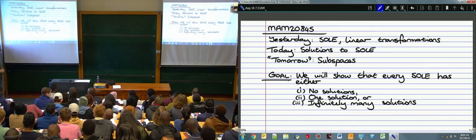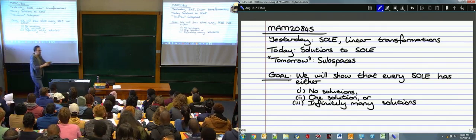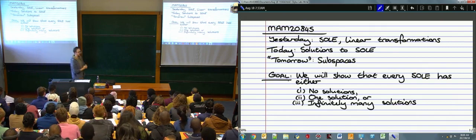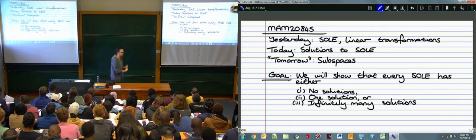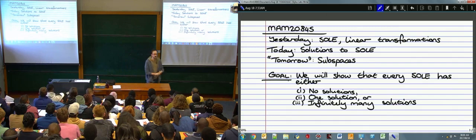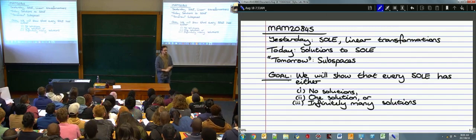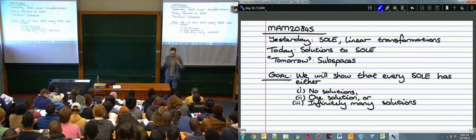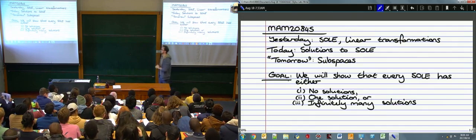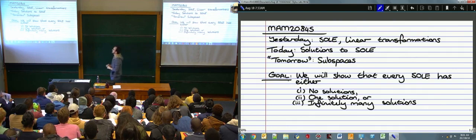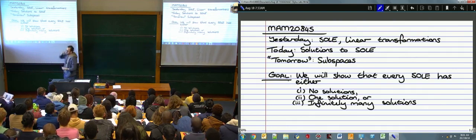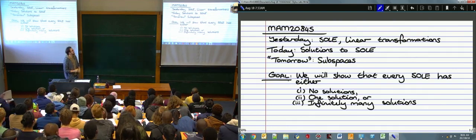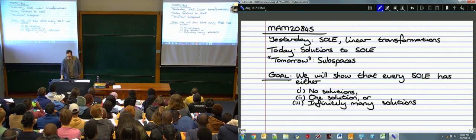So we're going to keep talking about systems of linear equations today, and our goal today is the following. We're going to show that for every system of linear equations, there are only three different types of behavior that we can get out of this. Either it's got no solutions, it's got exactly one solution, or it's got an infinite number of solutions. You can't have a system of linear equations which has, say, 4 solutions. That's not going to happen. It's going to be 0, 1, or an infinite number of them. And then when we come back on Monday, we'll start speaking about subspaces.